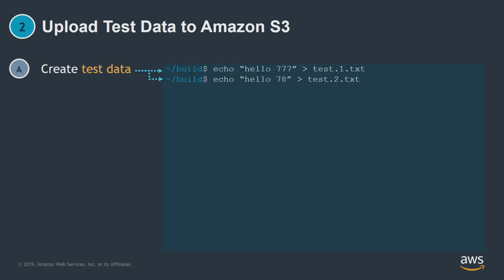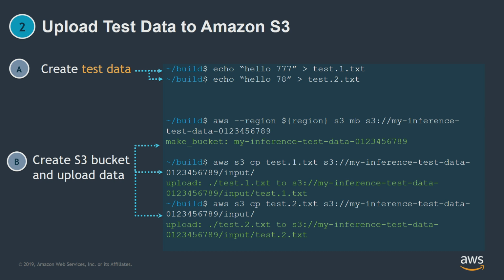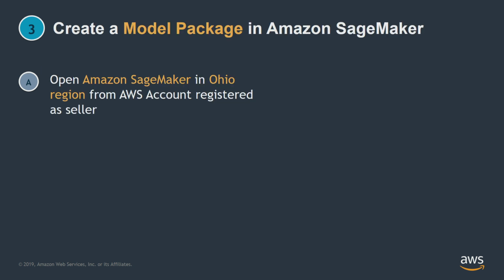Next, we're going to have to create some test data. So to create the model package, again, we need to create some test data so we can validate that it's running successfully. So here we will create 2 test files. We'll also create an S3 bucket to upload it to, and then we'll go and upload it with a few commands with the AWS CLI.